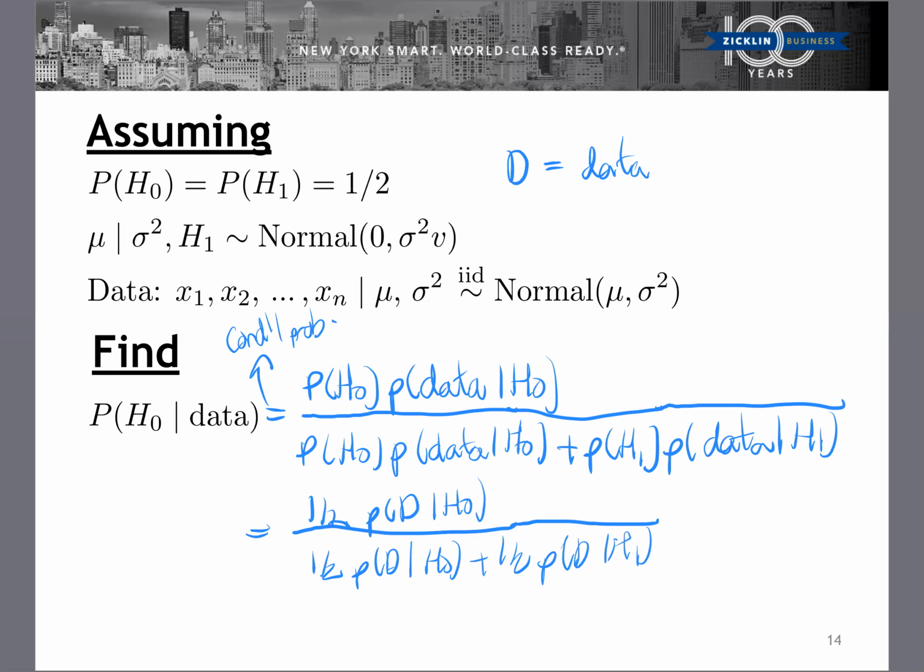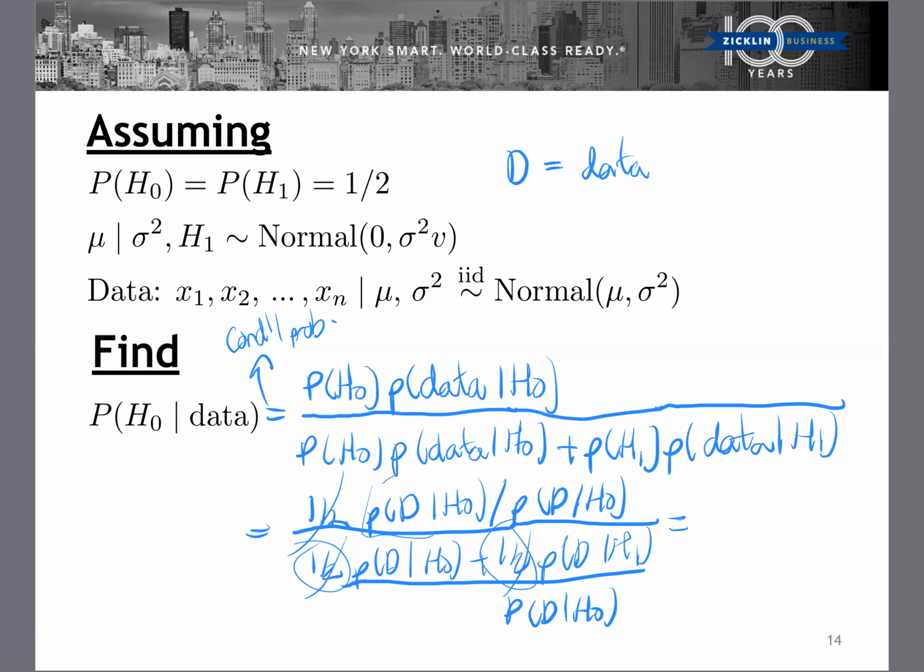So I could factor these halves here, right? And I could make them go away with the half on top. And then I could go a step further and even divide everything by P of D given H0. So let me go ahead and do that. So I can divide everything by P of D given H0. So also, I did it on top. I have to do it on the bottom as well, so that it's legal math.